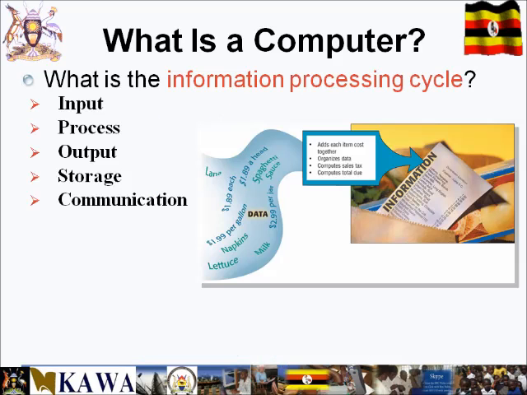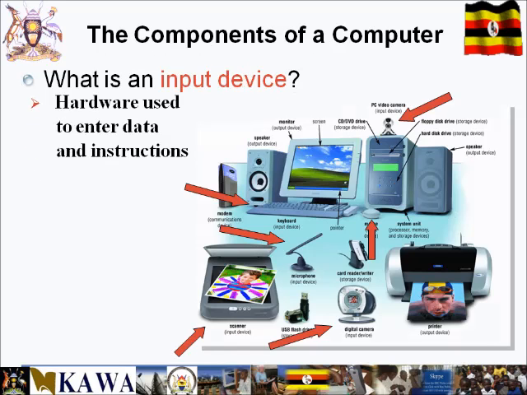The computer does the processing, and it takes us to what is called the information processing cycle. This cycle involves 5 steps. So there is input, process, output, storage, and communication. And look at that slide and the diagram. You'll get some idea about what is inputting, processing, storing, and what is being communicated.